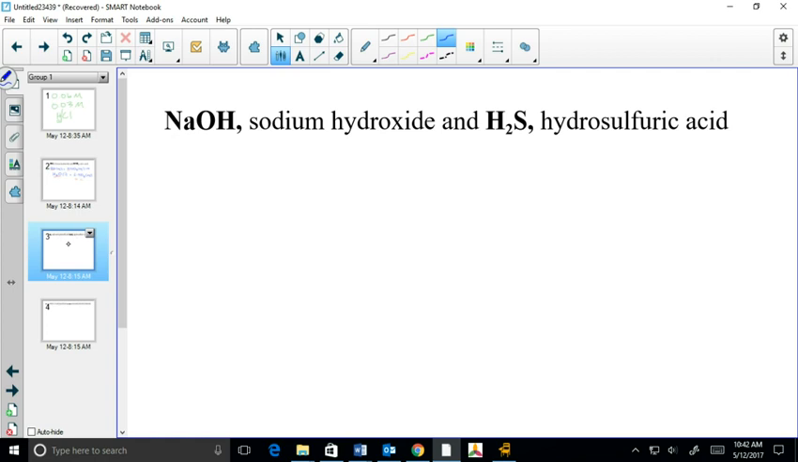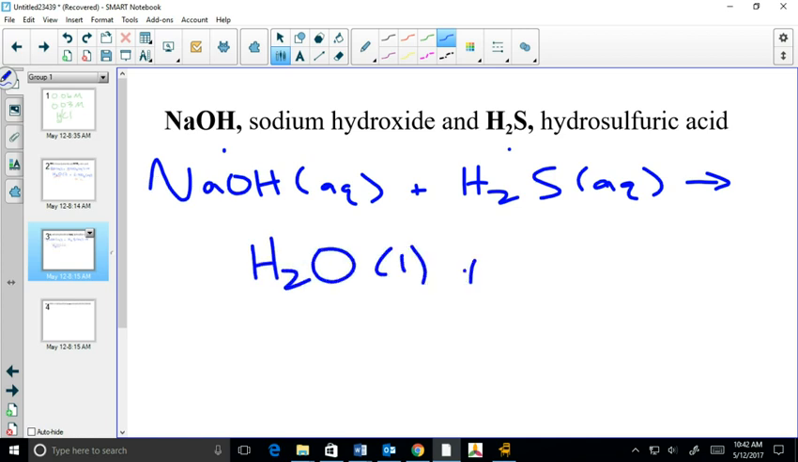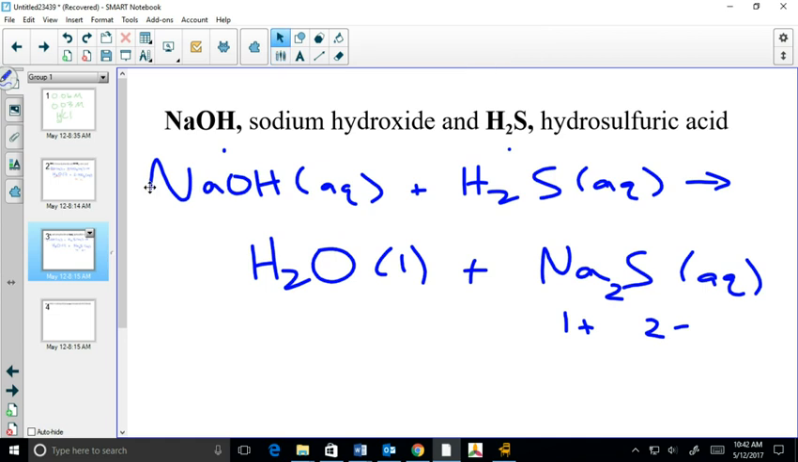Our second example is sodium hydroxide and hydrosulfuric acid. NaOH, which again will be aqueous, plus H2S, which again will be aqueous, is going to produce, again, base plus acid produces water, plus the salt is my leftovers, my Na and my S. Now Na is a 1 plus, S is a 2 minus, so I have to put a 2 there to balance this thing out.